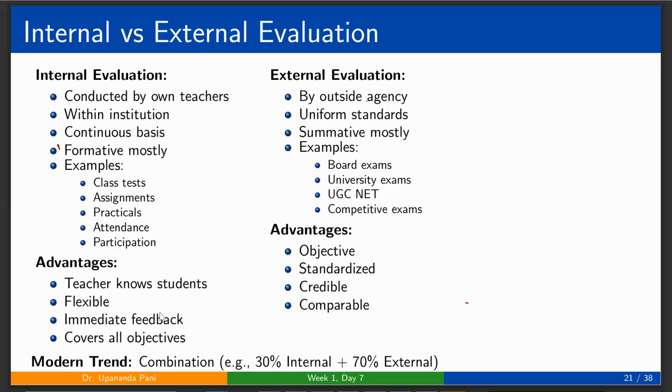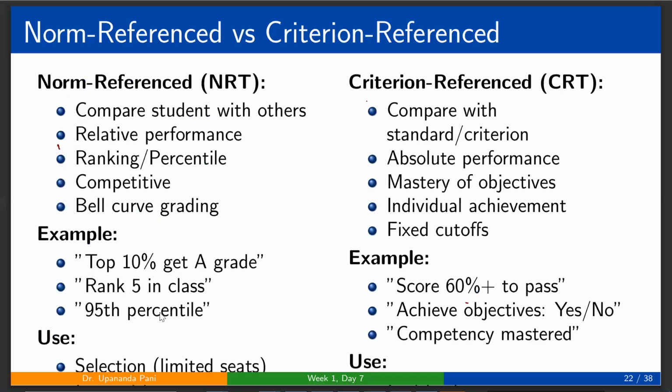External evaluation is by an outside agency. Uniform standards, mostly summative. Examples are board exam, university exam, UGC NET, competitive exam. The advantage is that it is objective, standardized, credible and comparable. The modern trend is a combination, that is 30% internal plus 70% external.